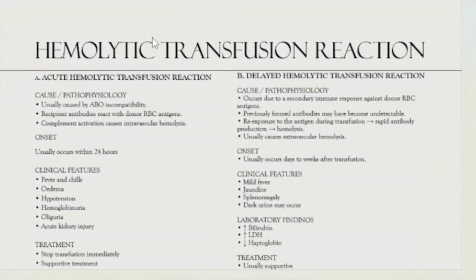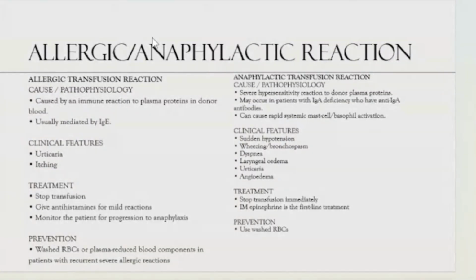Then these were the two. Then the third, yes, the third one, the allergic and the anaphylactic reaction. For allergic reaction, what happens is that when donor's blood is transfused into the patient, it has certain plasma proteins present in it. These plasma proteins are recognized as antigen by the plasma B cells of the recipient, the person who's taking the blood, and that will release IgE antibody.